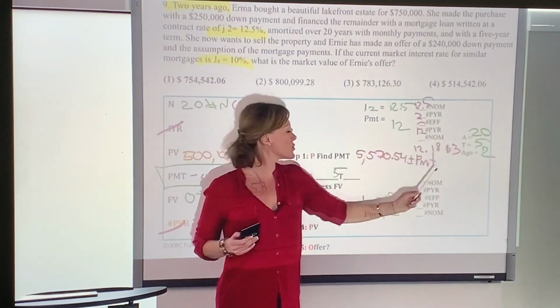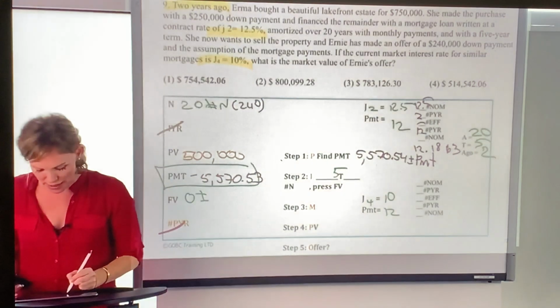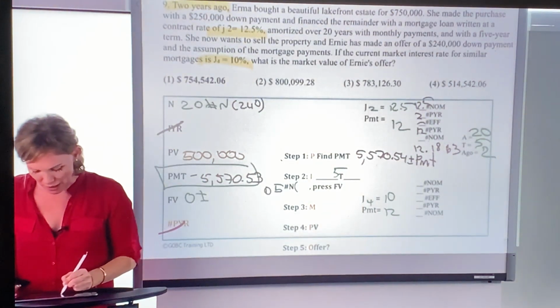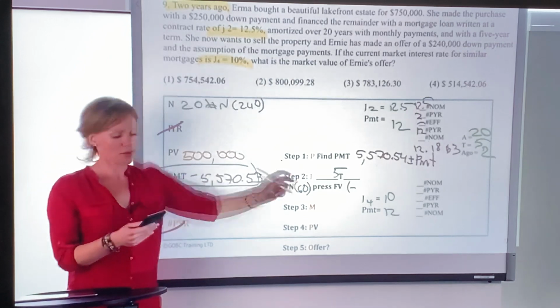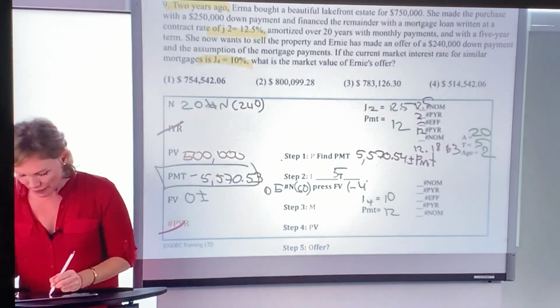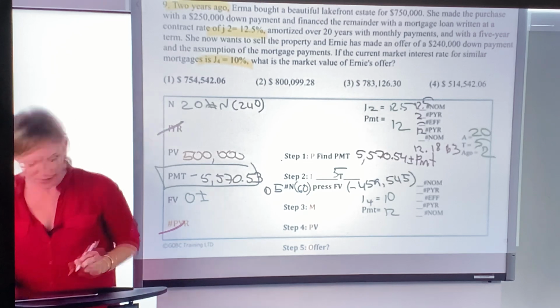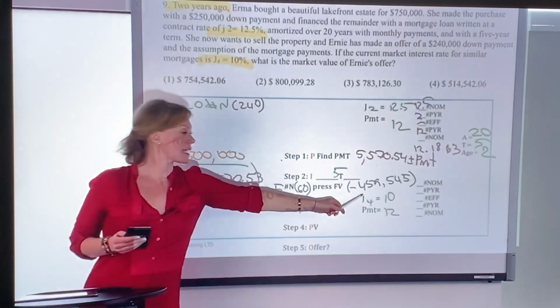Term is the next thing we have to do. So we have to do the 5 years. So let's do this as a first thing. You're going to do 5 shift N, which will come up as 60 months. Press future value, it should come up negative. Let's do it together. So 5 shift N, 60. Press future value, negative 459,545. Did you get that? It's lower than the present value and it's negative, so that means we're doing a good job.